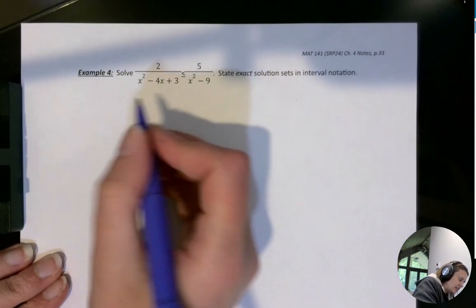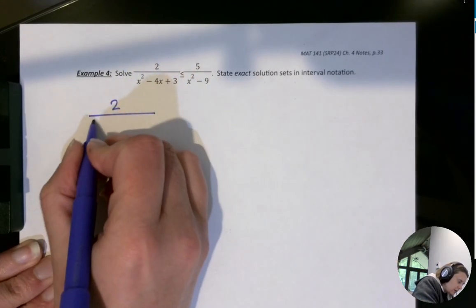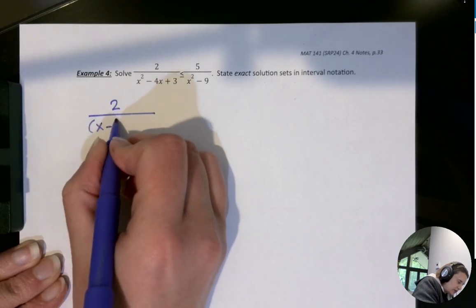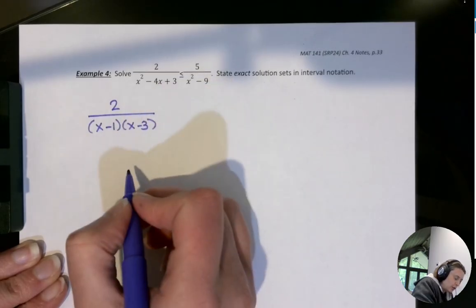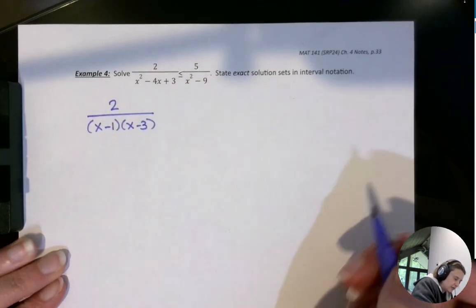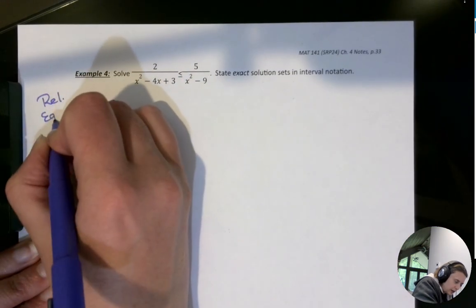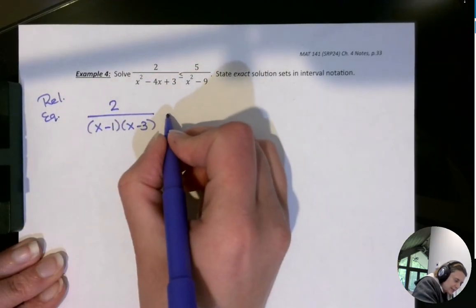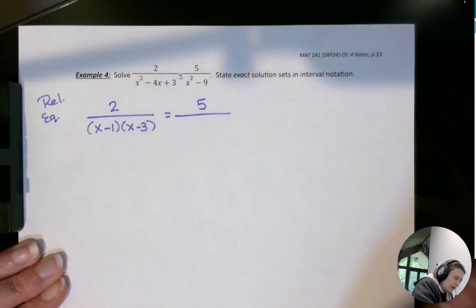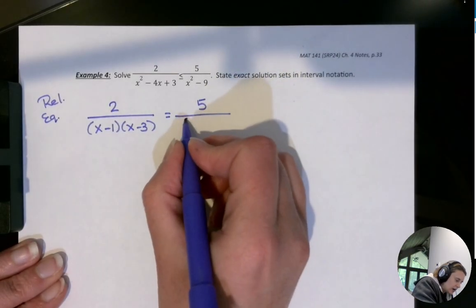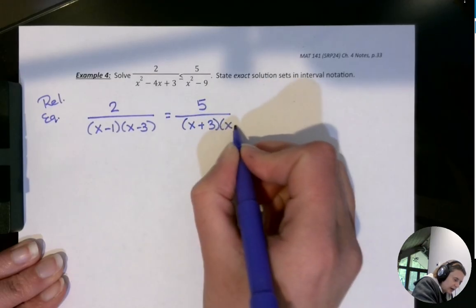Okay, we're going to get the denominators factored first. So I've got 2 as the numerator over, looks like the first one factors as x minus 1 times x minus 3. Negative 1 plus negative 3 is negative 4, and negative 1 times negative 3 is positive 3, so that checks out. I am writing first the related equation. So I'm going to pretend right now that it's an equal sign as we're solving this. And we're going to continue and factor on the other side here. The denominator is going to factor as a difference of squares, so x plus 3 times x minus 3.